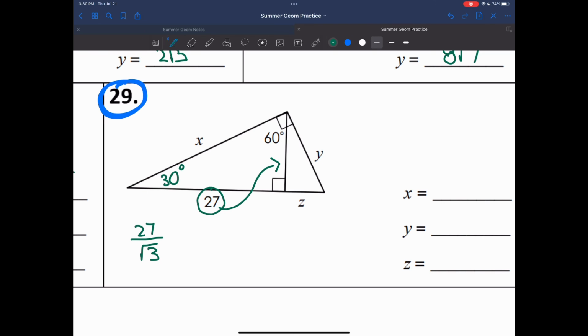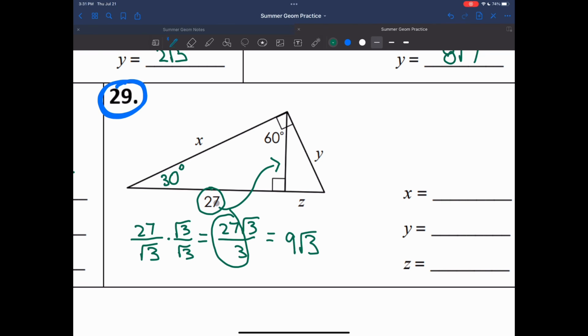And then we rationalize, right? So we're going to multiply by square root 3 over square root 3. We get 27 square root 3 over, that would just give me 3. And then we can simplify a little bit because you can do 27 divided by 3. And that's going to give me 9 square root 3.